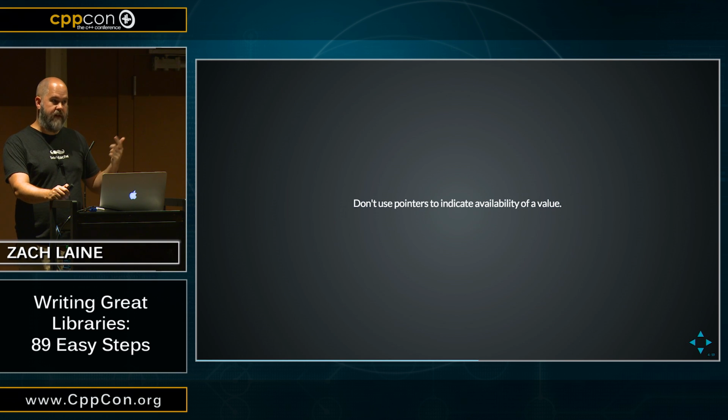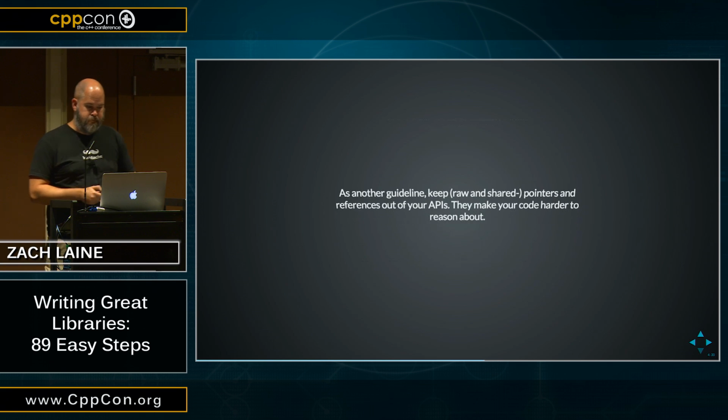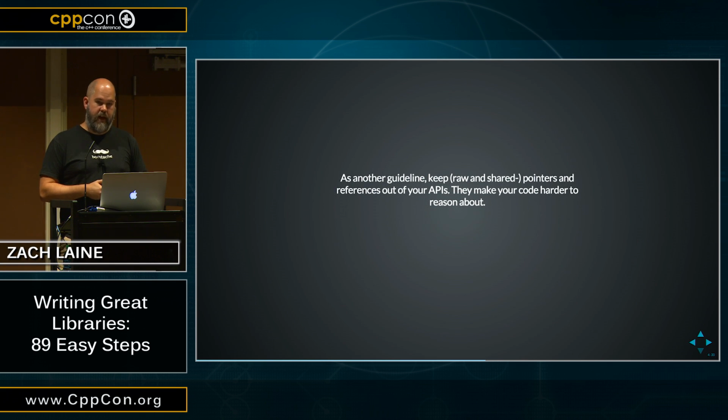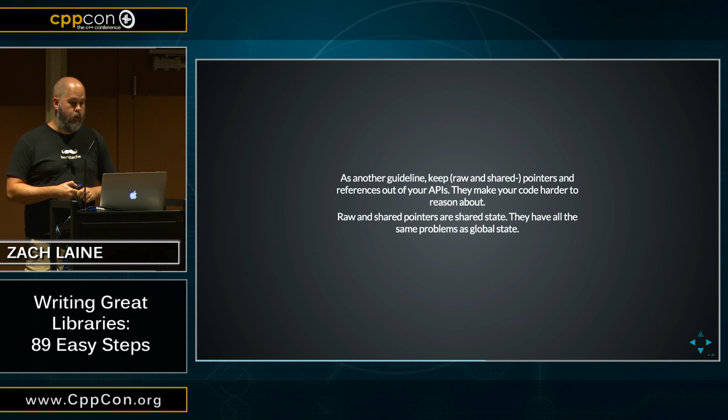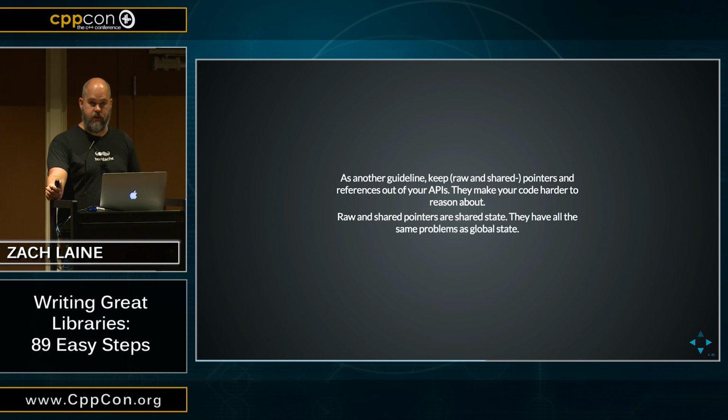I'm thinking about lifetime, I'm thinking about identity, I'm thinking about addresses and memory when I should be thinking about what the program does, which is always in terms of value, not in terms of pointers and pointer chasing. Okay, so as another guideline, just keep raw and shared pointers out of your interfaces whenever you can help it. They make your code harder to reason about. When you have raw and shared pointers, they are a form of shared state. This is the moral equivalent of using global data in your program.